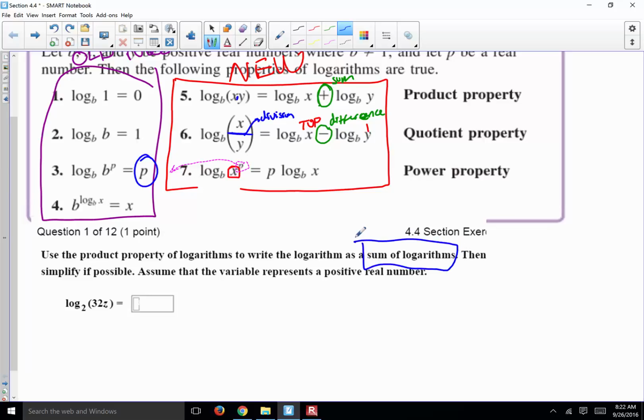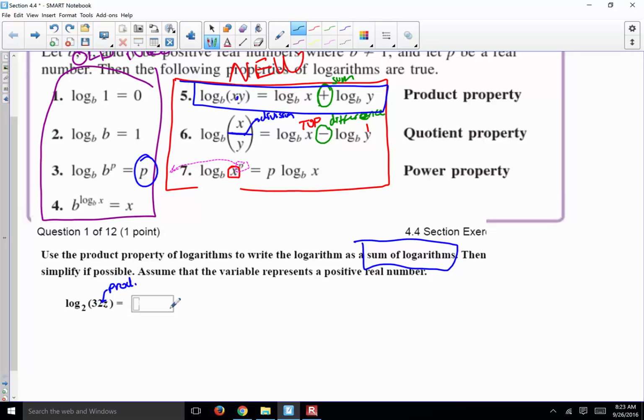It tells you which one of these rules to use, and simplify if possible. So it says sum of logarithms, separate this as a sum of logarithms. So we are going to use number 5 to break this logarithm into 2 or more pieces. How? Just figure out where the product is. Where is the product? It's right between 32 and z. There is a product here.